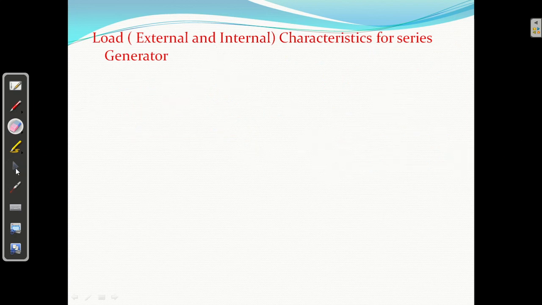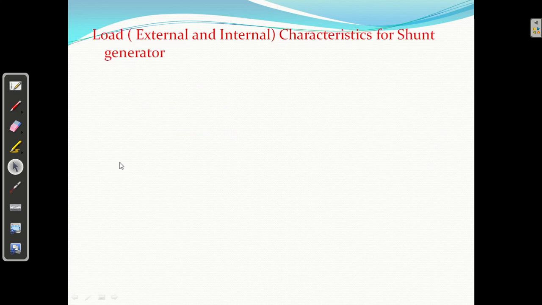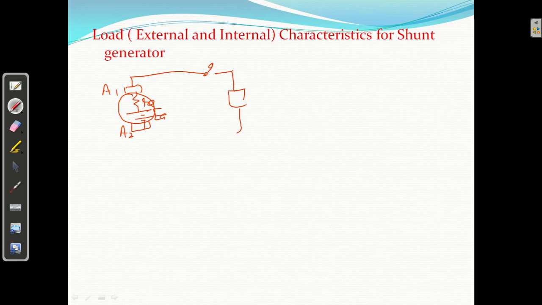Next characteristic I am going to discuss is the load characteristic for shunt generator. So let us say this is the shunt generator I am going to discuss. That is A1, A2, RA, this is EA, clear? This switch was open.